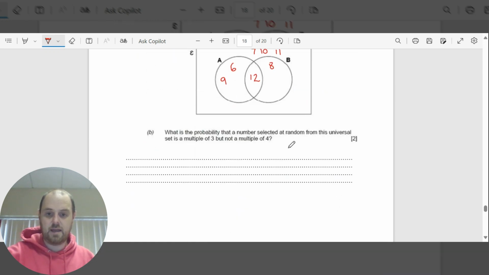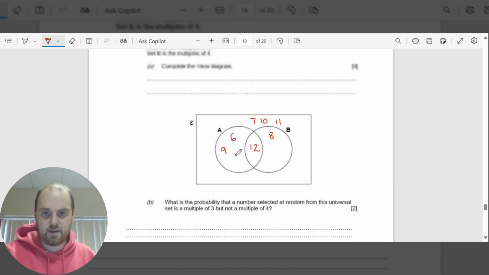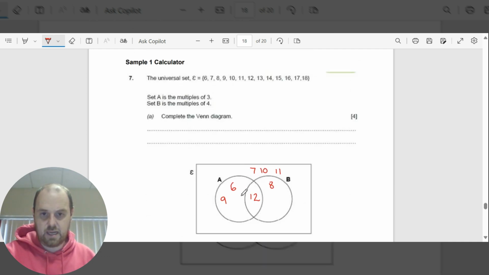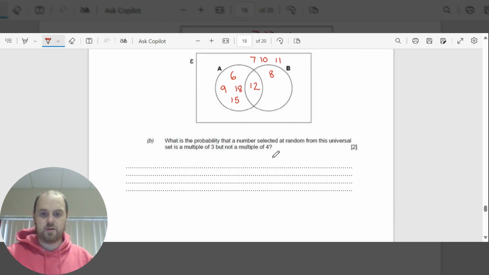And then there's a probability question. What is the probability that a number selected at random from this universal set is a multiple of 3, but not a multiple of 4? So basically, how many numbers are going to be in here? Well, the only numbers that are going to be in here are 6, 9, 15, and 18, which is 4 numbers out of 1, 2, 3, 4, 5, 6, 7, 8, 9, 10, 11, 12, 13. So I believe, if I make a mistake, my apologies, that the probability of getting a number that's in the 3 times table, but not in the 4 times table, is 4 out of 13.